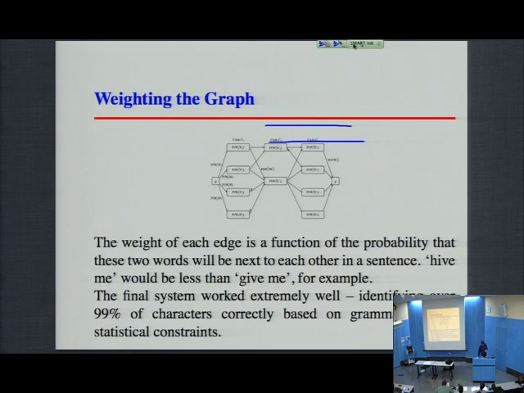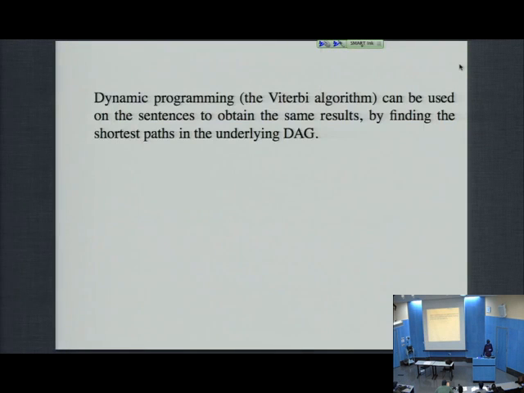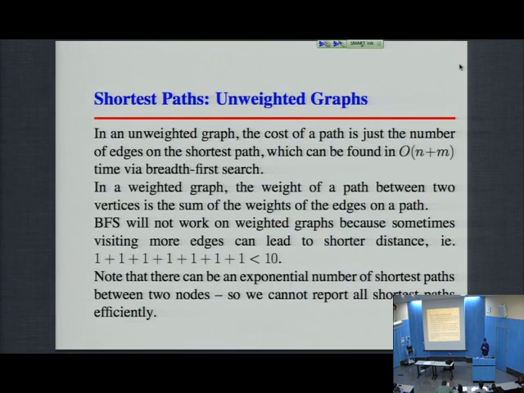Okay, so let's talk a little bit about finding shortest paths. How do we find shortest paths? First, suppose the graph is unweighted. If I give you a graph where all edges are weighted equally, what is the best way to find the shortest path between vertex i and j? What is the right way for an unweighted graph? Yes, breadth first search.